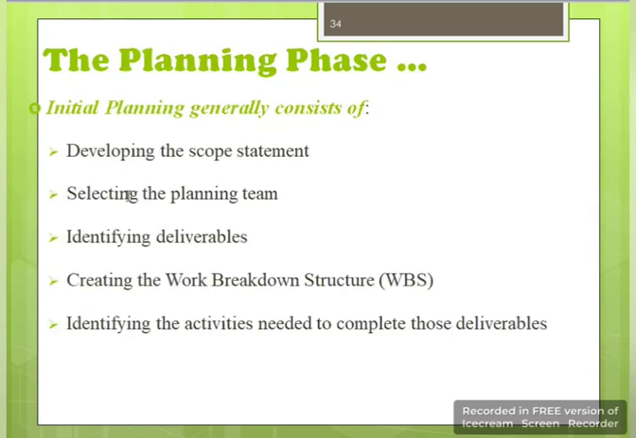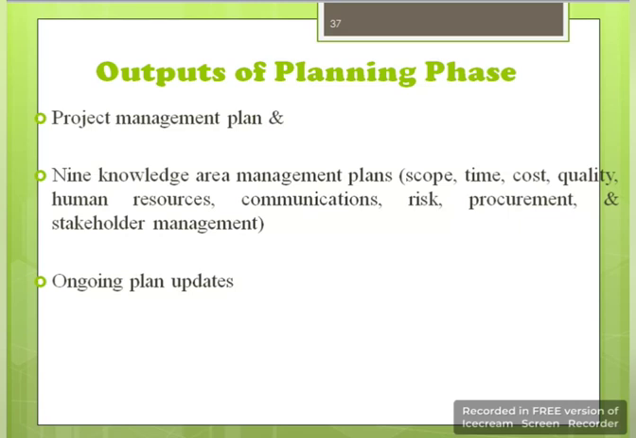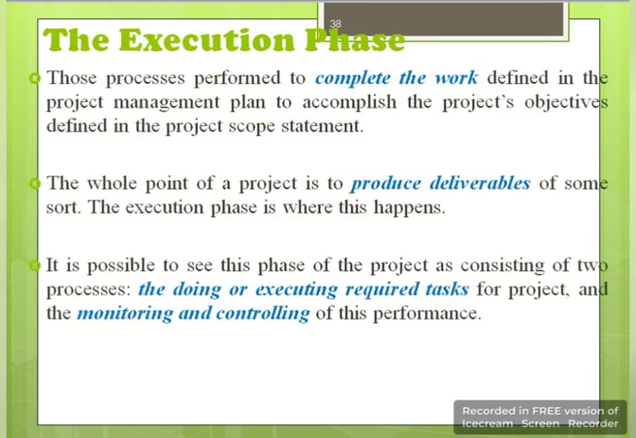It also manages risks. Initial planning generally consists of developing the scope statement, selecting the planning team, identifying deliverables, creating the work breakdown structure, WBS, identifying the activities needed to complete those deliverables. Outputs of planning phase: project management plan and 9 knowledge area management plans: scope, time, cost, quality, human resources, communications, risk, procurement, and stakeholder management. Ongoing plan updates.